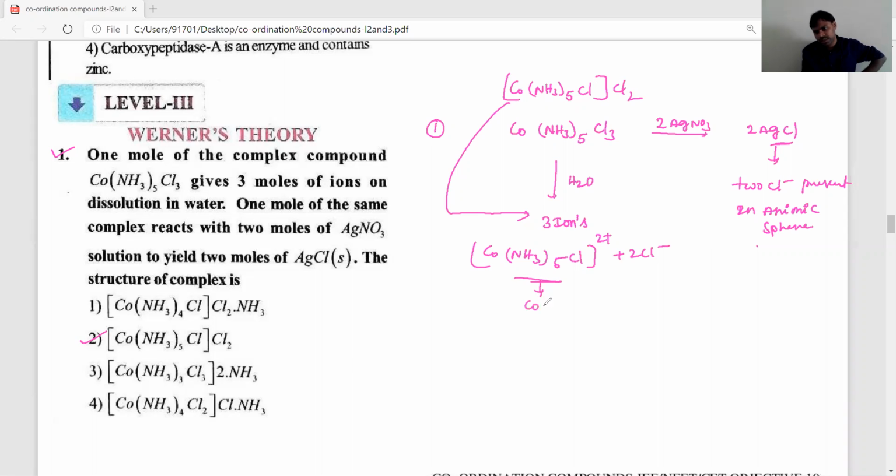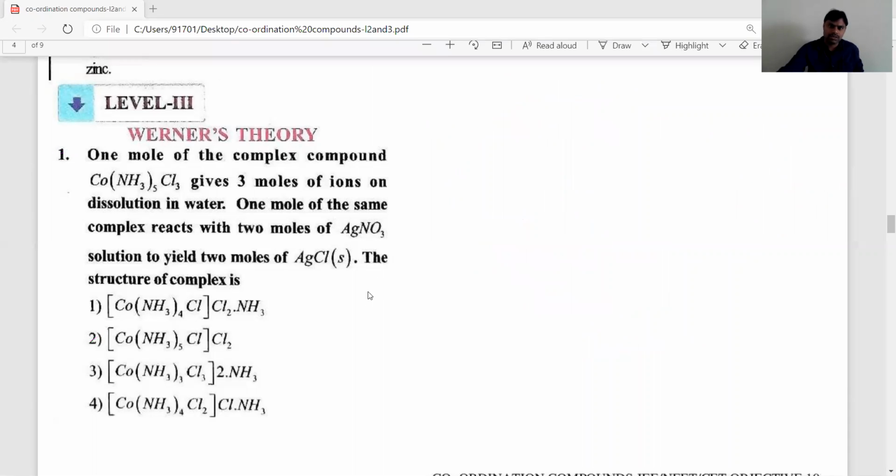This coordination sphere cannot ionize, only the atoms in the anionic sphere and cationic sphere will be ionized. Based on that, as the number of ions in aqueous solution increases, its molar conductivity or ionic conductivity will increase. That kind of question is also important. Let's go for the next question.